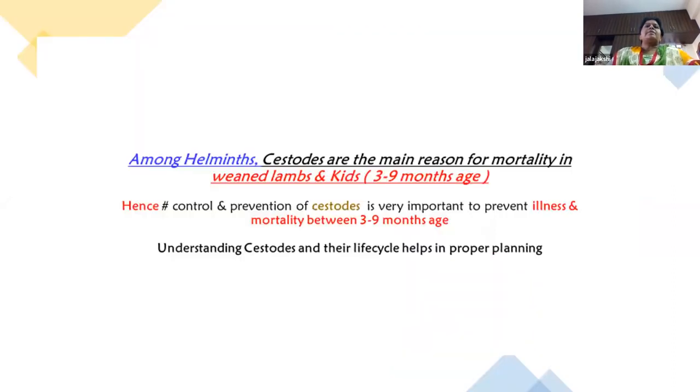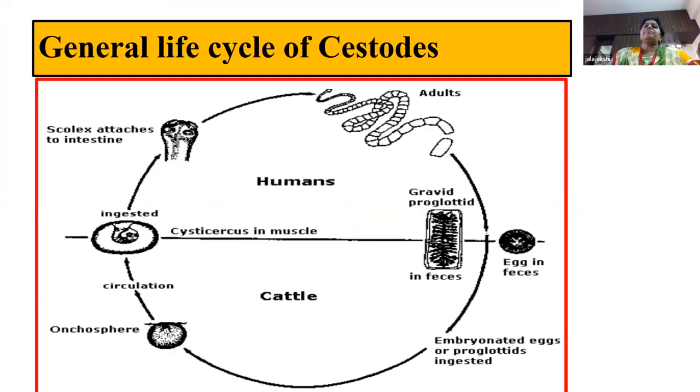Among the helminths, cestodes are the main reason for morbidity in weaned lambs and kids of about 3 to 9 months of age. Hence, control and prevention of all these cestodes is very important to prevent illness as well as mortality between 3 to 9 months of age. Understanding cestodes, their general life cycles, as well as various stages is helpful in proper planning of our treatment and diagnosis. The life cycle of all tapeworms is indirect except Hymenolepis nana, which is called the dwarf tapeworm of humans.